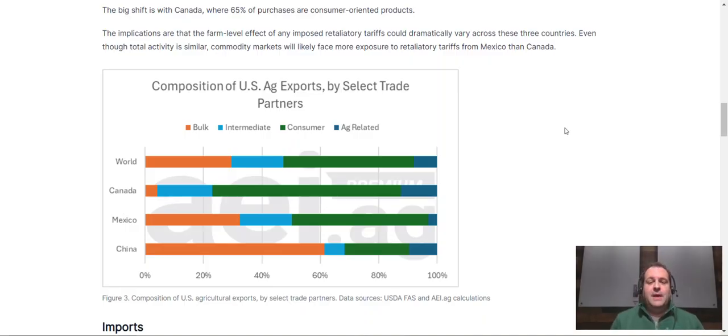But again, the big story here is when we think about these three trade partners, they're all three big. They're all three in the headlines for trade disputes. The reality is Mexico has been our biggest source of gain out of these three, and the composition of farm level products, those bulk exports, versus consumer level products, grocery store level products, varies between Canada, Mexico, and China. That's going to be really important to see how this plays out in the upcoming year and months ahead.